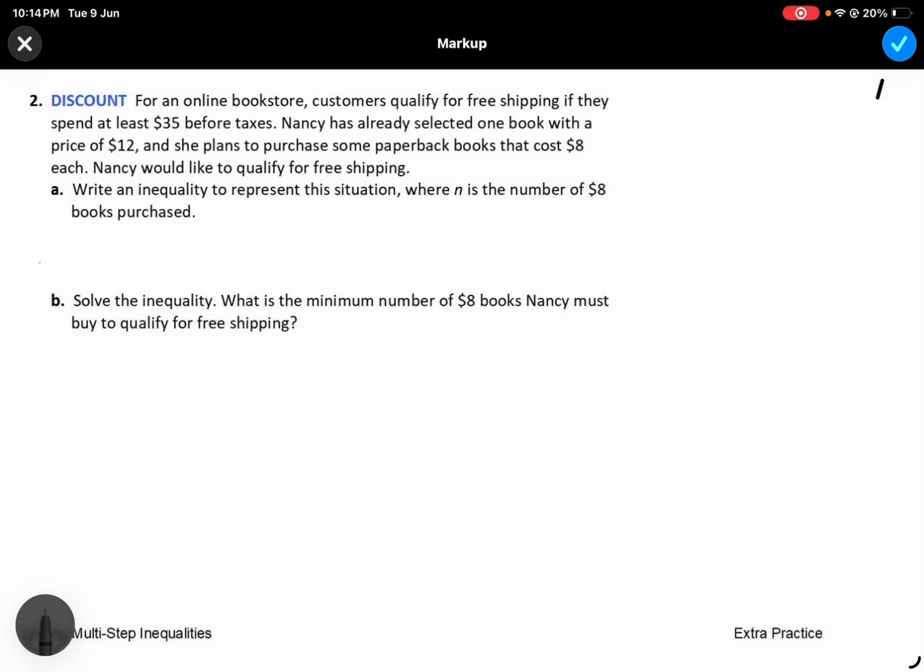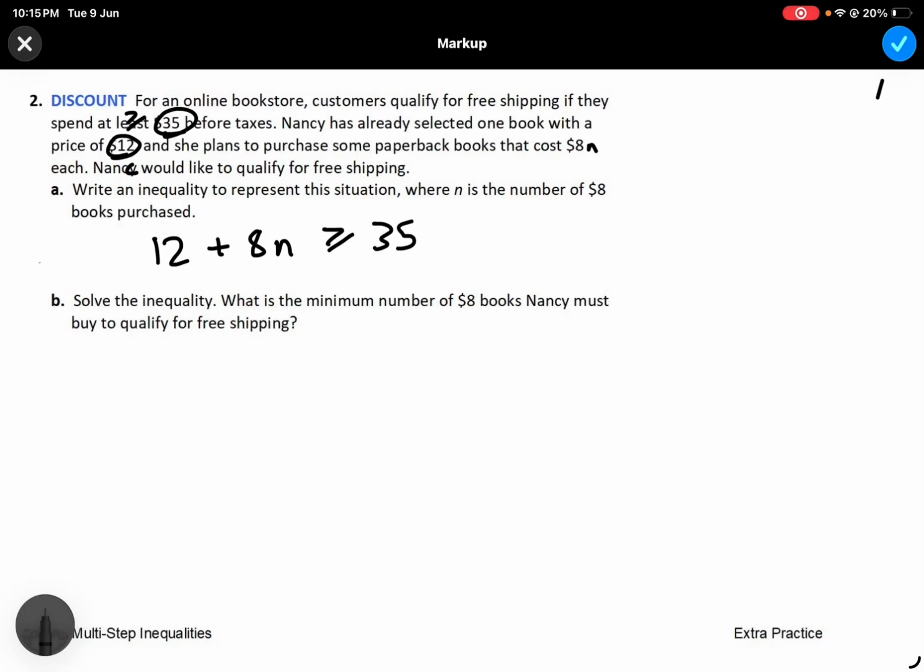Now for question number 2, I'm going to read it. For an online bookstore, customers qualify for free shipping if they spend at least, so greater than or equal to, 35. Nancy has already selected one book with a price of 12. So it's constant. Okay? And she plans to purchase some books that cost $8 each. Write an inequality to represent this situation where n is the number of $8 books purchased. So that would be 8n.